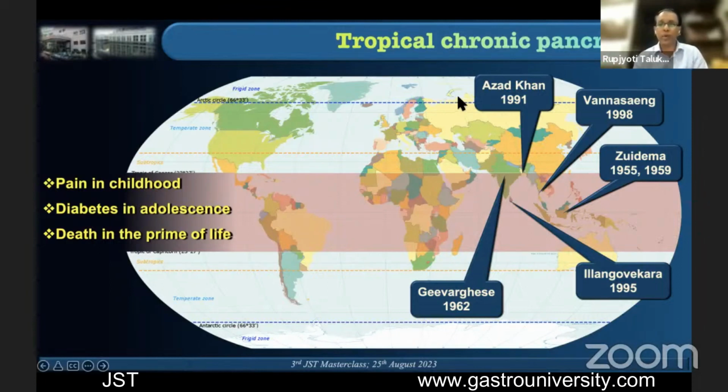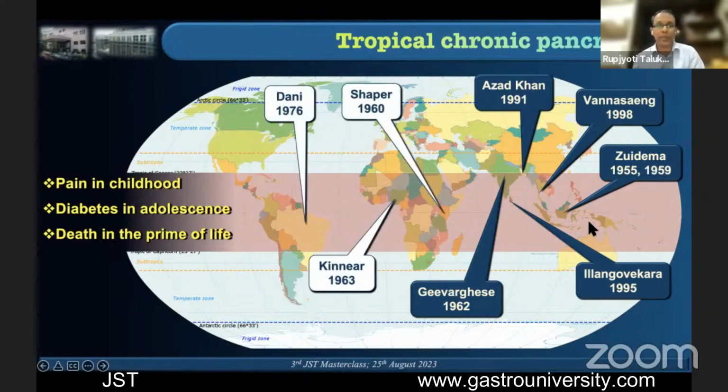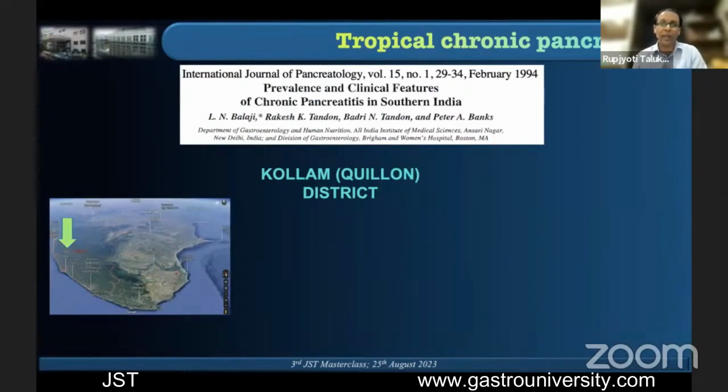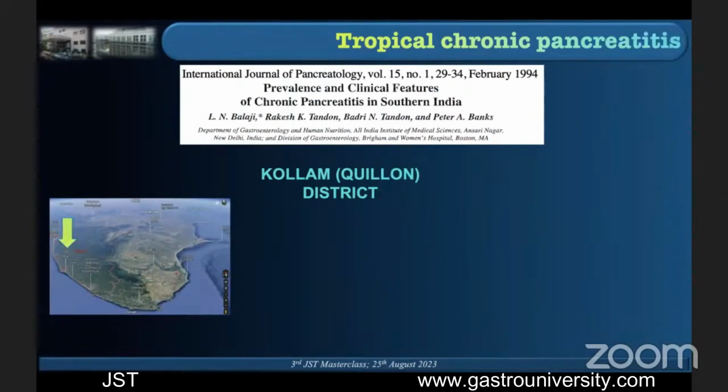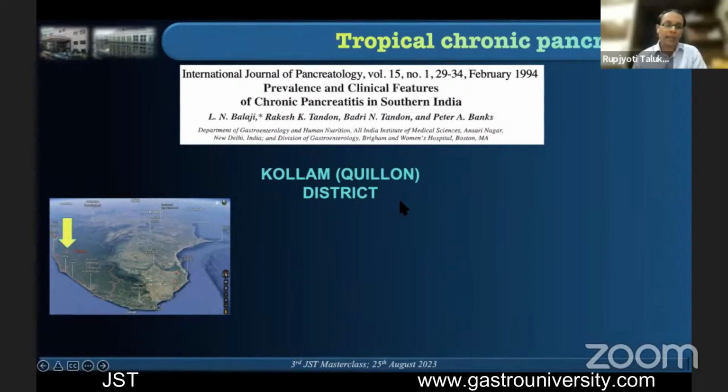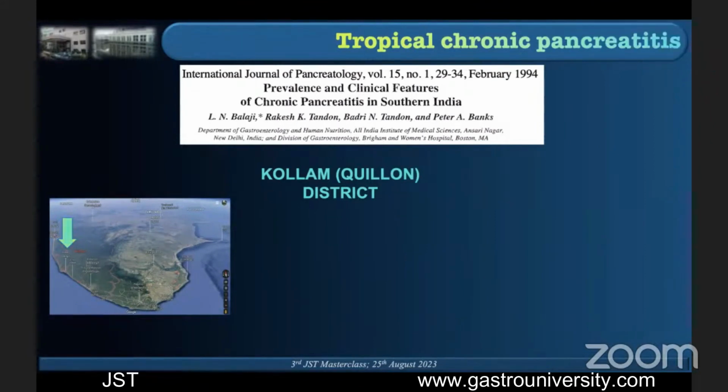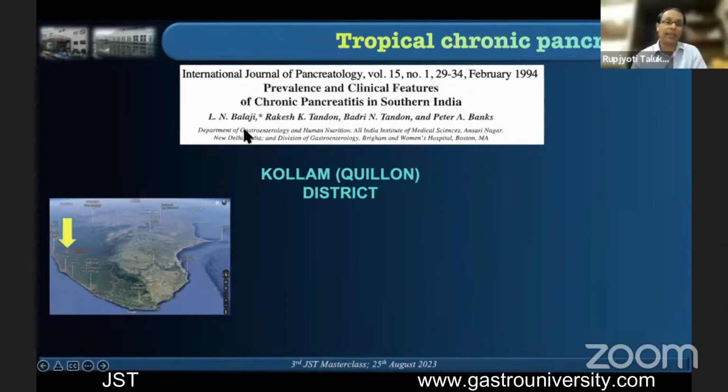Initially it was thought that it's probably localized or seen in the tropical region of the eastern world, but then eventually papers came out later, in 60, 63 and 76, from African countries and countries from South America. And then it appears that it's more of a disease related to the tropics. And then there is, I would call, a landmark study by Professor Tandon, my mentor, who had systematically evaluated this with his DM student, Dr.